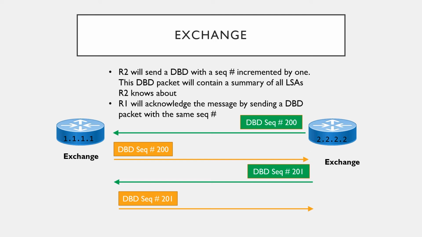And so they're going to keep repeating this process. Once R2 gets that packet from R1 with a sequence of 201, R2 is going to increment it by 1 again. So he's going to send it with a sequence number of 202 this time, and he's going to fill out the remaining LSAs and send that to R1. R1 is going to acknowledge it by sending a new database descriptor packet with a sequence of 202 as well. So they're just going to keep going back and forth until they have sent all the information about their database to their peers.